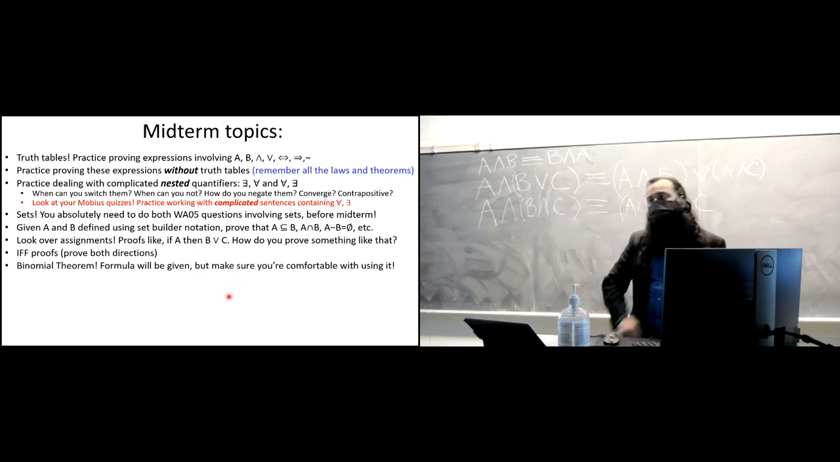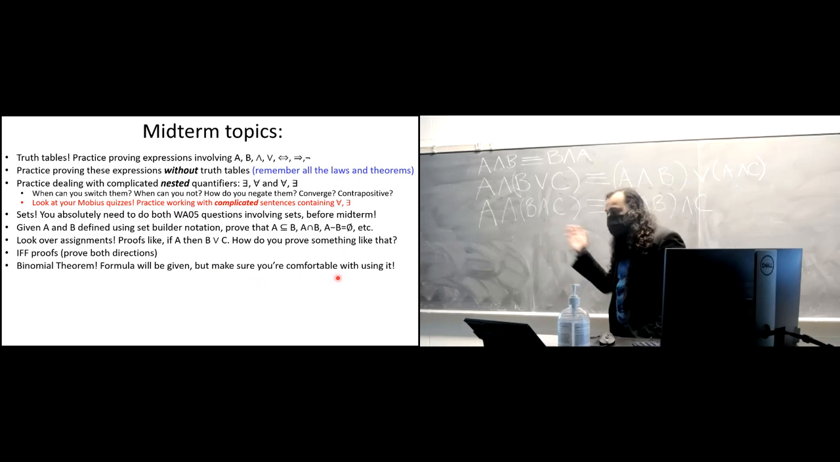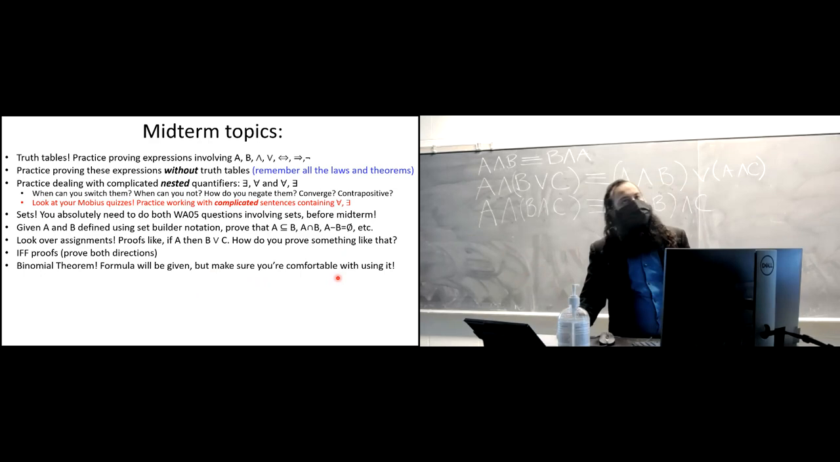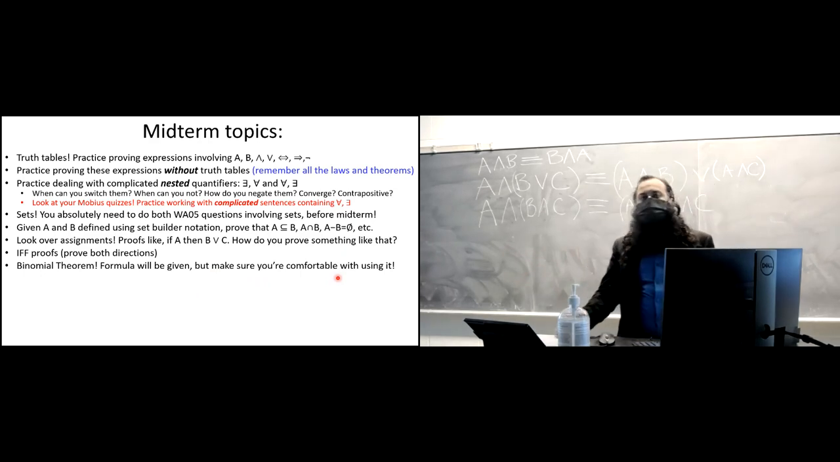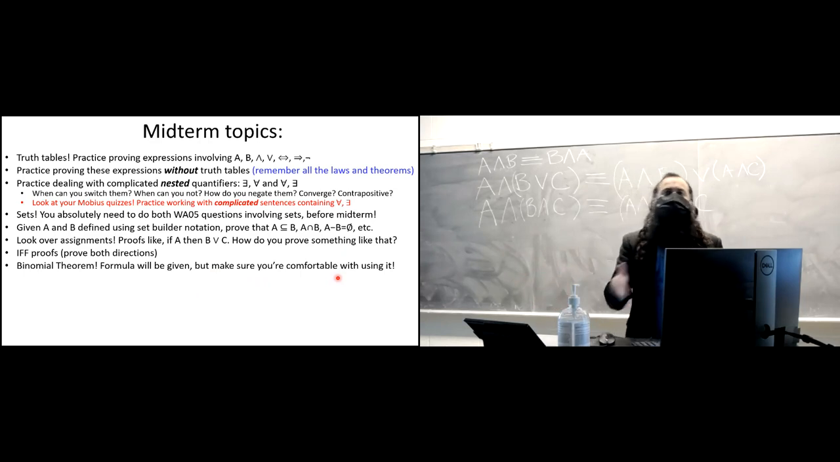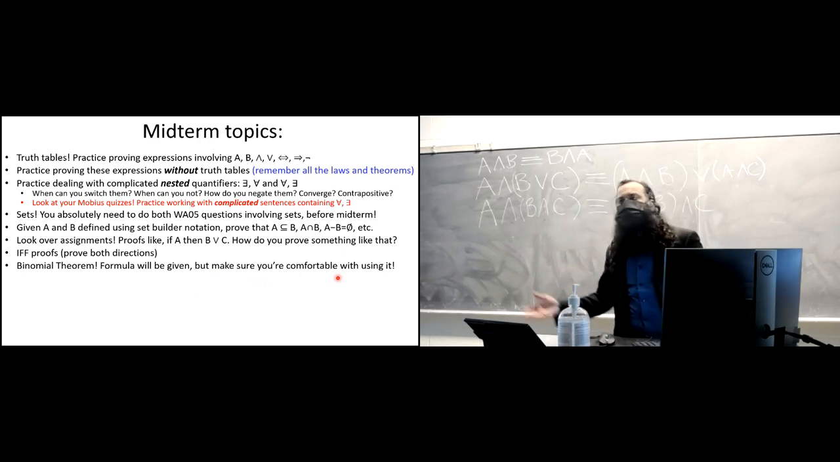Binomial theorem. This formula will be given to you in both version 1 and version 2 of the course notes. It's going to be given to you on the reference sheet. So don't worry about memorizing the binomial formula, but make sure you're comfortable using it. So there's going to be one binomial theorem question. They're going to give you something like, I don't know, like x plus y to the n minus x minus y to the n.